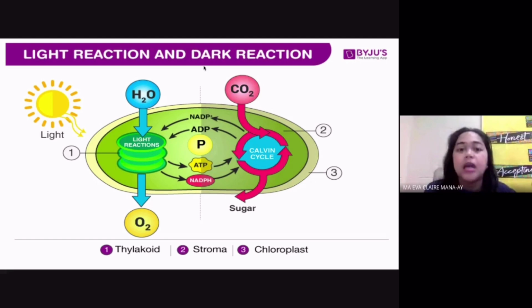The only difference is that it does not directly use sunlight as its source of energy. It can happen at night, and it can also happen in the morning. So again, this is your dark reaction, your light independent reaction. This is also called the Calvin cycle, from the name of the scientist, Melvin Calvin.